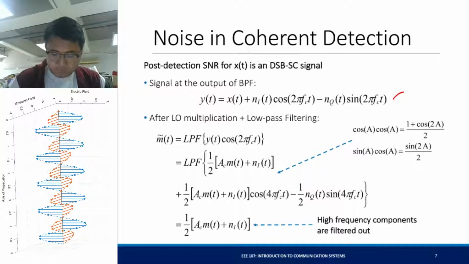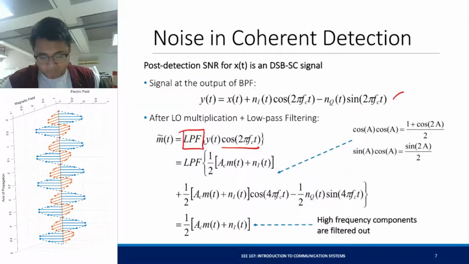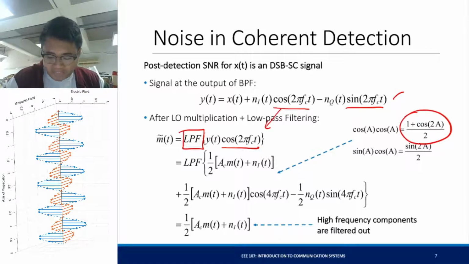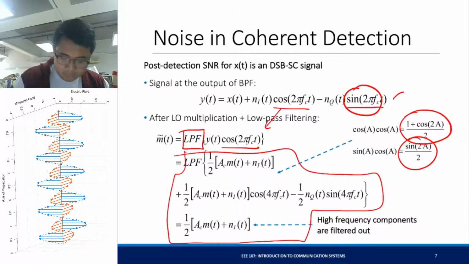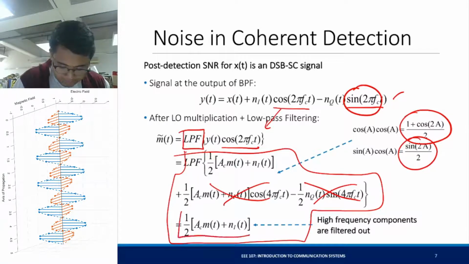So this is the signal that will be fed to a demodulator. If we multiply this with a cosine carrier and put it in a low-pass filter, it's this operation. Just a note that if we multiply cosine to both a cosine and a sine, cosine times cosine will have this form, and cosine times sine will have this form. And you'll end up with this equation right here. Since we're using a low-pass filter, all the high-frequency components will disappear. And you'll be left with this expression.